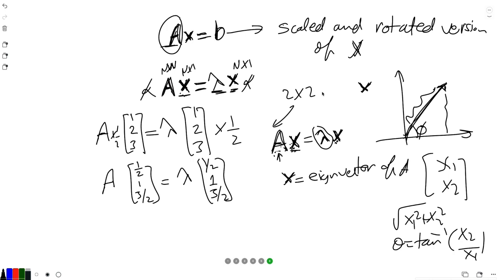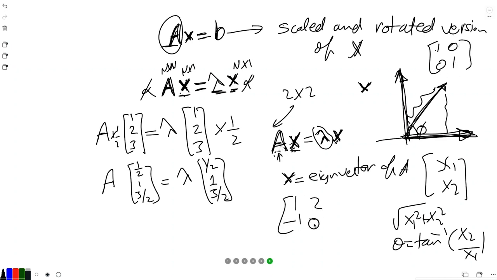and A is full rank, then it will be like a space with 2 dimensions. But the two dimensions of A are not the same as the original ones. The original one is the identity, as I said, 1 0 0 1. But for a general matrix, let's say 1 2 minus 1 3, for example, the basis of this matrix is not this space. It will be another basis.